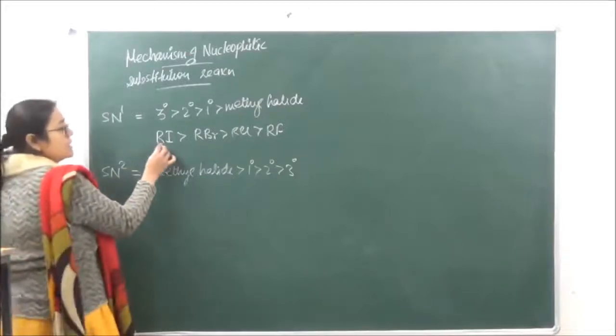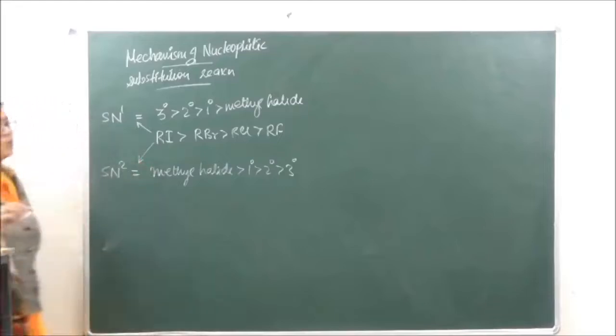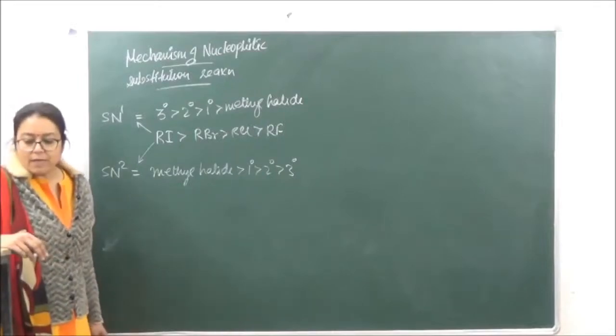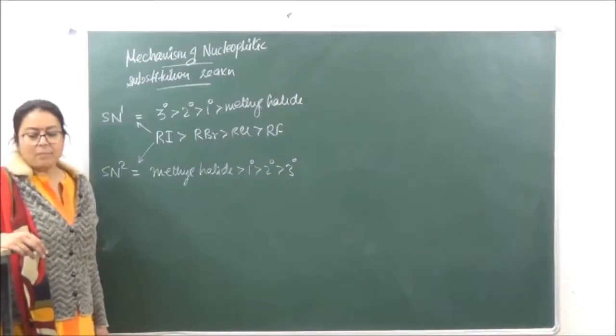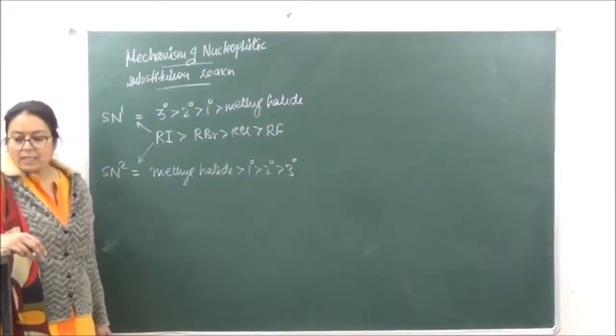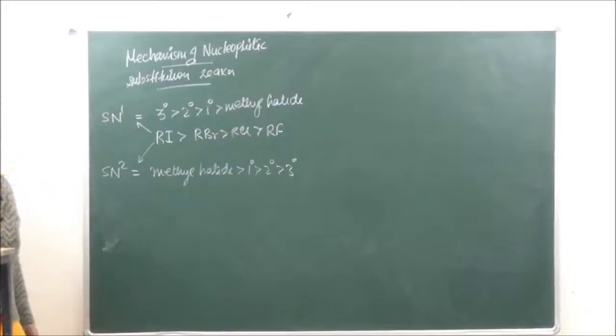Although this trend will be followed by both SN1 and SN2. So iodide, that is going to be followed by both. Now if in case we are taking primary allylic and primary benzylic halides, in both those cases, they are going to show higher reactivity in SN1 mechanism because of resonance stabilization.